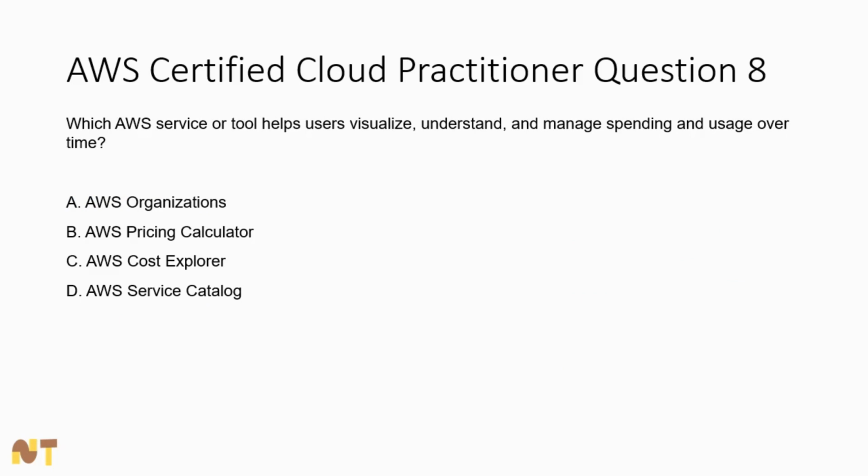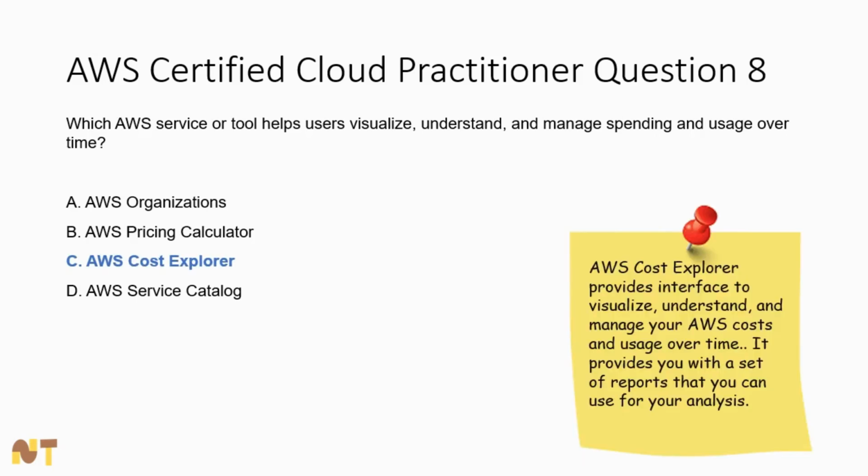Which AWS service or tool helps users visualize, understand, and manage spending and usage over time? AWS Organizations, AWS Pricing Calculator, AWS Cost Explorer, or AWS Service Catalog. AWS Cost Explorer provides an interface to visualize, understand, and manage your AWS cost and usage over time. It provides you with a set of reports that you can use for your analysis. Hence, the correct answer is C. But let's look at the other options also.